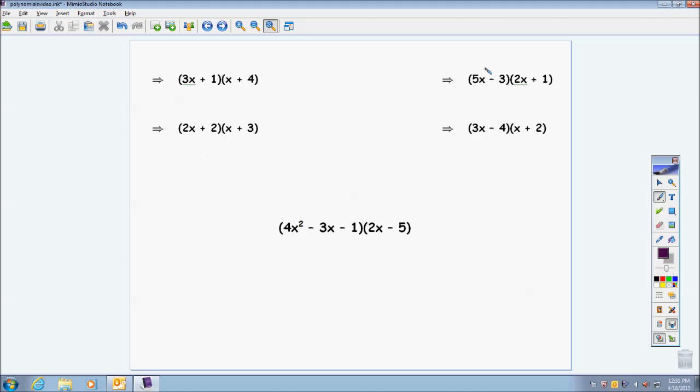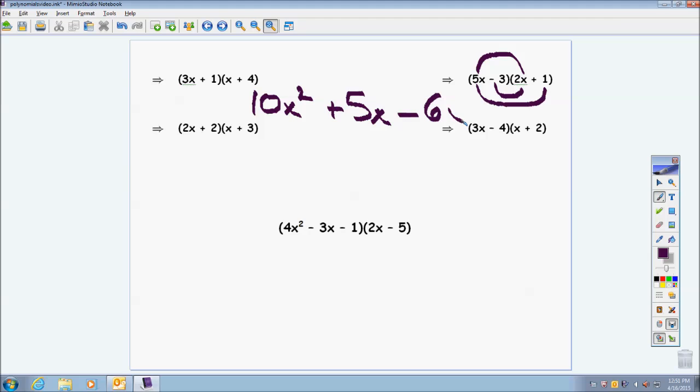I'll go over here. 5x times 2x is 10x squared. 5 times 2 is 10, and then x times x is x squared. And then your outer, 5x times 1 is 5x. See, sometimes we're going to throw a negative sign in here. It gets a little tricky. You're going to get negative 3 times 2. Remember that? Treat that like a negative 3. And you're going to get negative 6x.